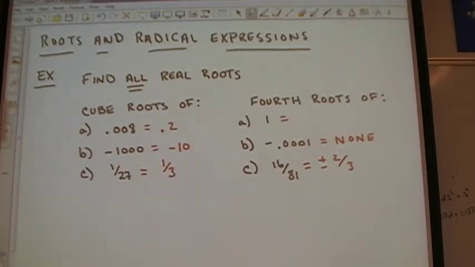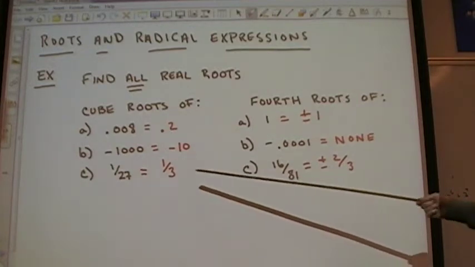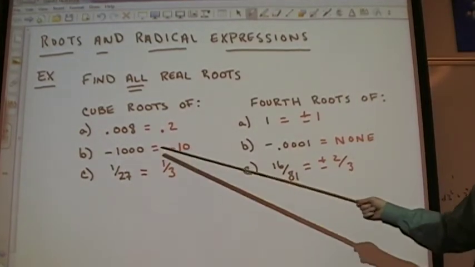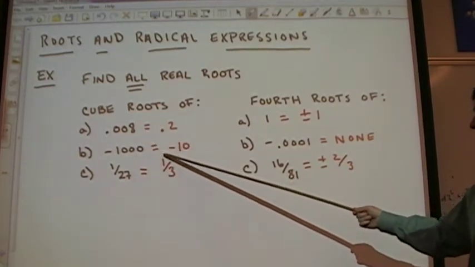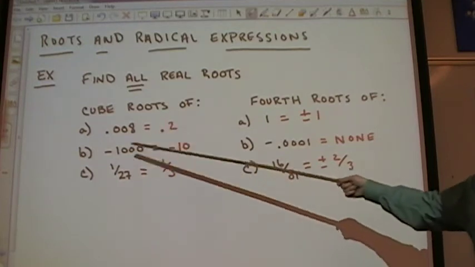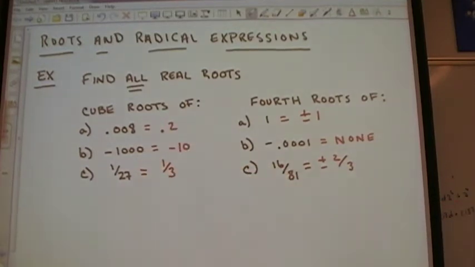What about on the cube roots? You don't have plus or minus on any? That's only even roots. Because here, negative 1,000, negative 10 times negative 10 times negative 10 is negative 1,000. But it can't be positive 10, because 10 times 10 times 10 would be positive 1,000. Okay? But when you raise a negative number to an even power, you get a positive answer.